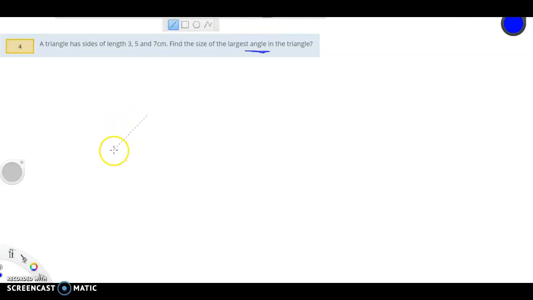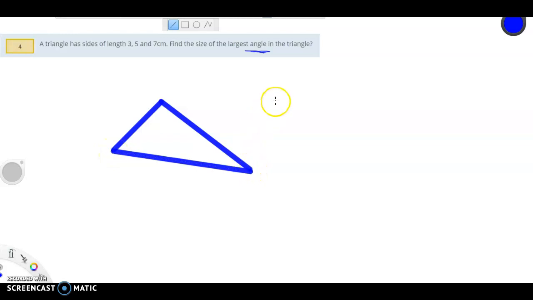Right, so 3, 5 and 7. Now, why is that line so thick? Anyway, we don't know that we have right angles here, right? That's the first thing. So we're going to 3, 5 and 7. So it's not a right angle triangle. Centimeters. Right, and the drawing will quickly reveal that the largest angle is the angle opposite the longest side.